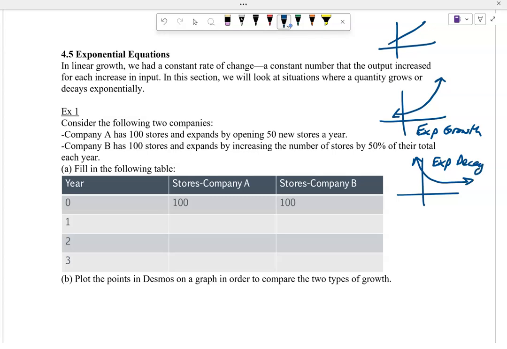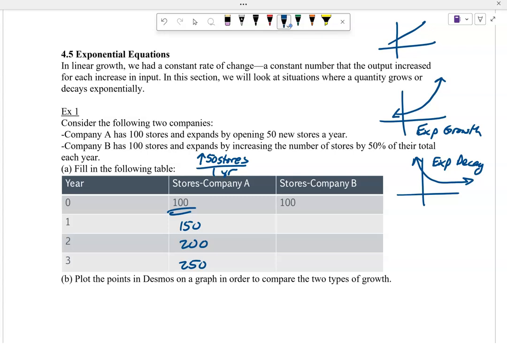Okay, let's start and compare a constant rate of change compared to an exponential on this one. So company A has 100 stores and expands by opening 50 new stores a year. So if we were filling this out, year zero's got 100 and it grows by 50. So the next year I got 150. And then it grows by 50 again the next year. So now we got 200, 150 plus 50. And then 200 plus 50, 250, right? So that would be company A. It grows by 50 stores per 1 year, right? So it's a constant rate of change on that.